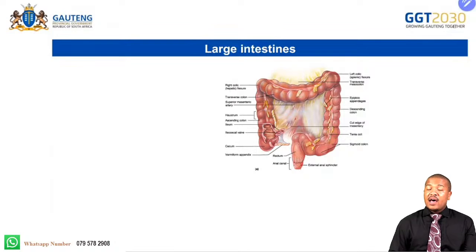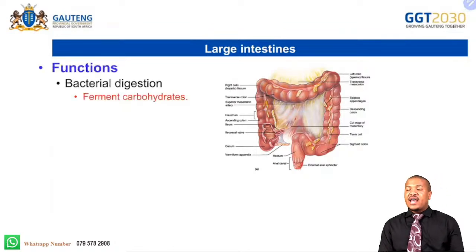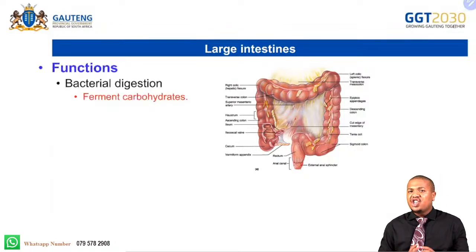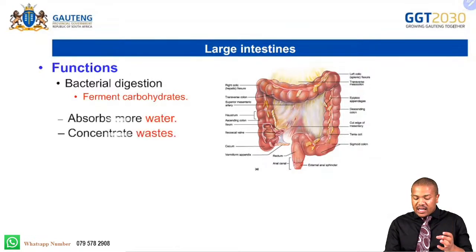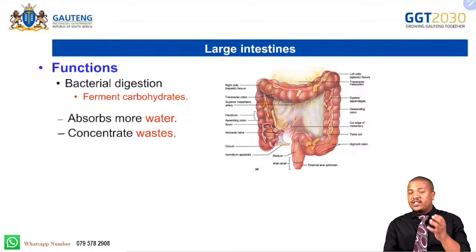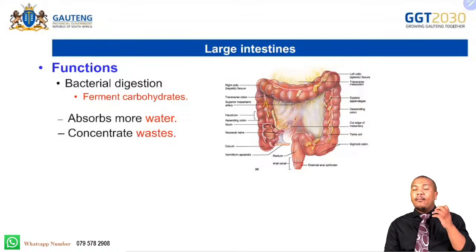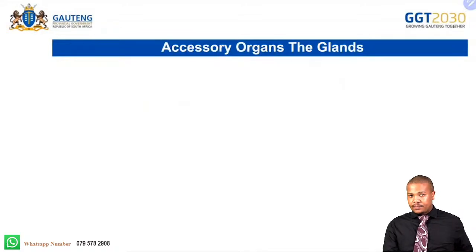Now, another thing about the large intestine: this is where the concentration of waste material takes place. Its function is to deal with bacterial digestion by fermenting carbohydrates. This is also where the concentration of waste products takes place, and more absorption of water takes place in the large intestine, or what we call the colon.